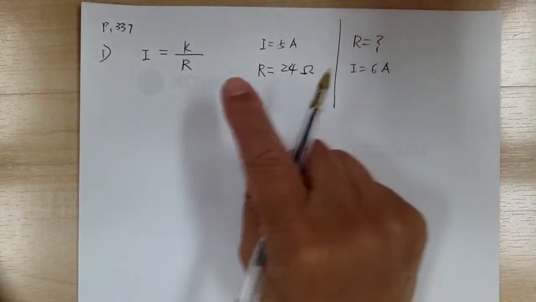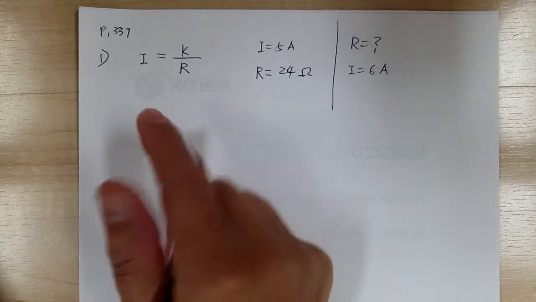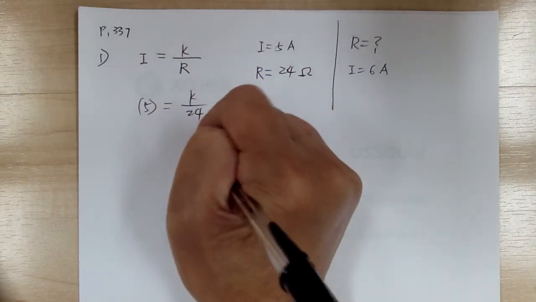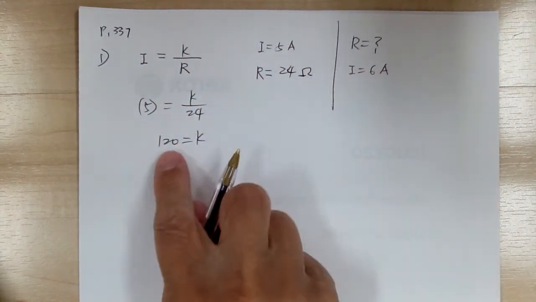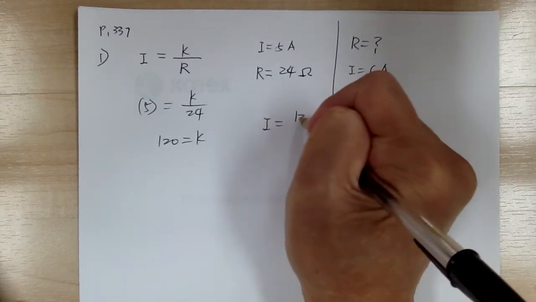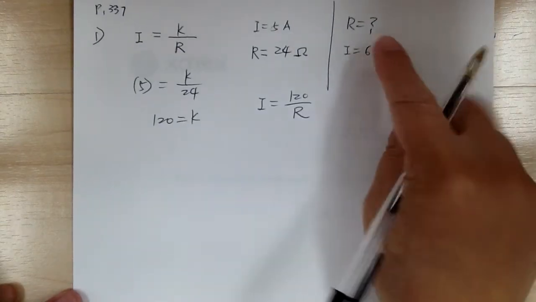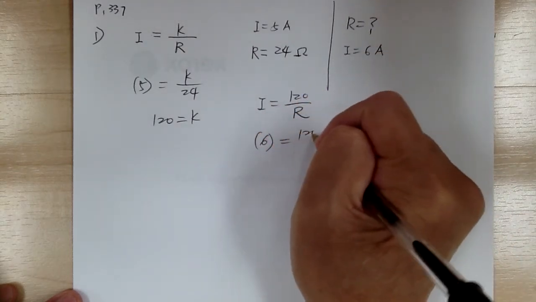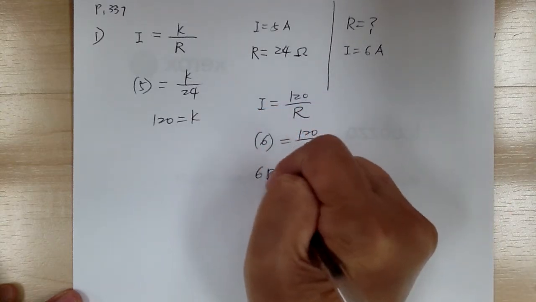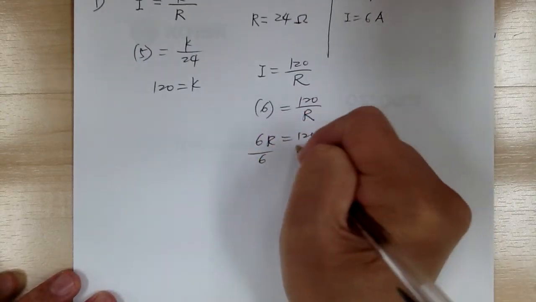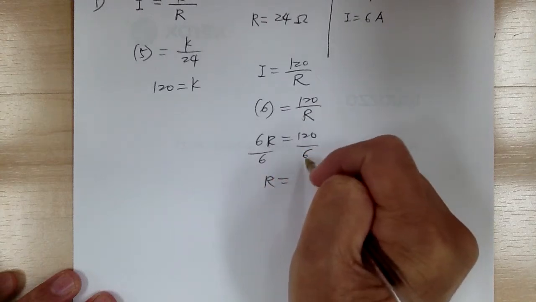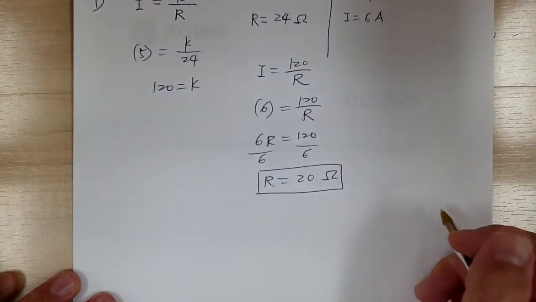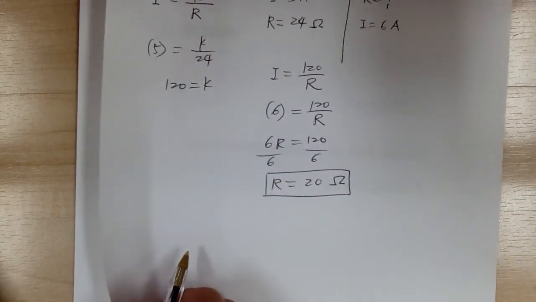So again, just like before, substitute to find the K. So 5 equals K over 24, cross multiply, so K equals 120. So update your equation: I equals 120 over R. Now to find R, you substitute, so you get 6 equals 120 over R, cross multiply, 6R equals 120, divide by 6, so R equals 20, and the label would be ohms, the upside down horseshoe. Okay, and that's it. Let's go to number 2.